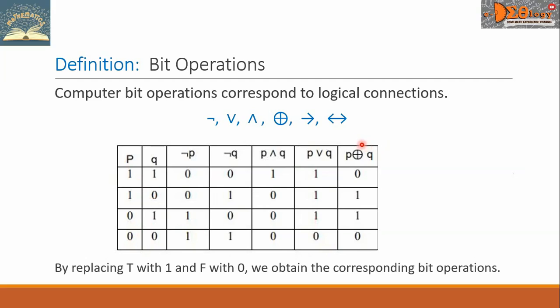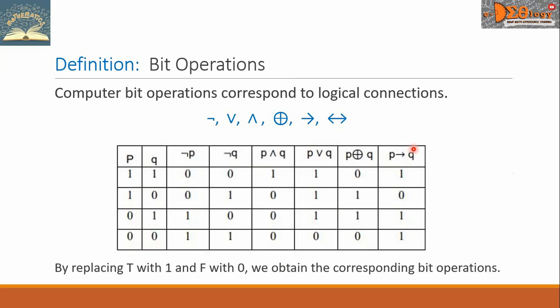P XOR Q. The value will be 1 if exactly one of P and Q is 1. So 1 XOR 1 is 0. 1 XOR 0 is 1. 0 XOR 1 is 1. 0 XOR 0 is 0.